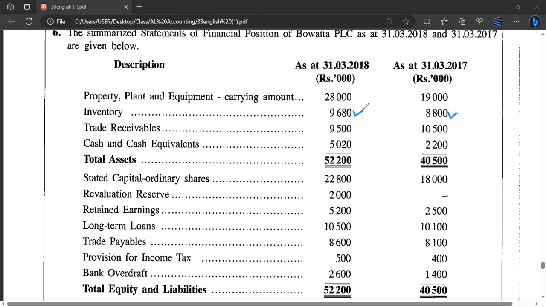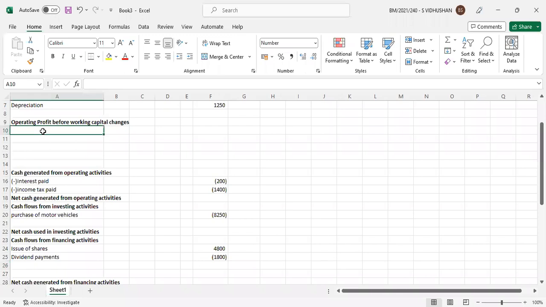9,680 minus 8,800 means we will be getting 880. So record that. Simply, when assets increase, you need to reduce it here in the operating profit before working capital changes, and when assets decrease you need to increase. When liabilities increase you need to increase, and when liabilities decrease you need to decrease, right? So here what has happened: increase in inventories, right?